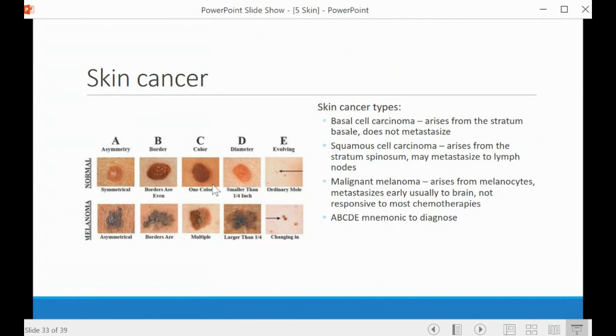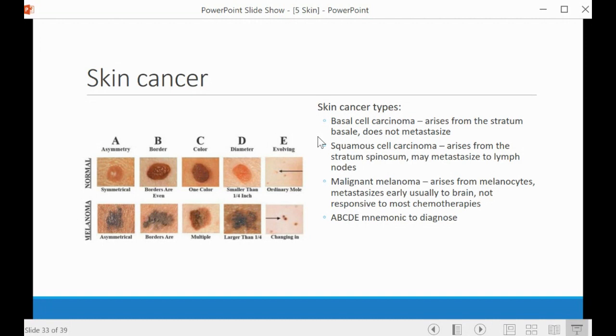We look at the color. Is there one color or lots of different colors? Is the diameter smaller than 1/4 of an inch or larger than 1/4 of an inch? And then is it evolving? How much is it changing over time? Okay, so there's different skin cancer types. There's basal cell carcinoma.